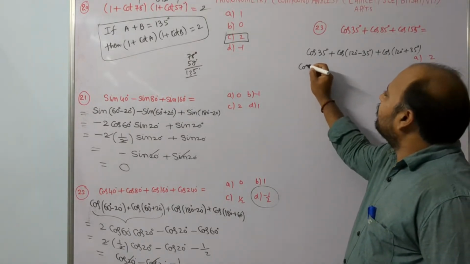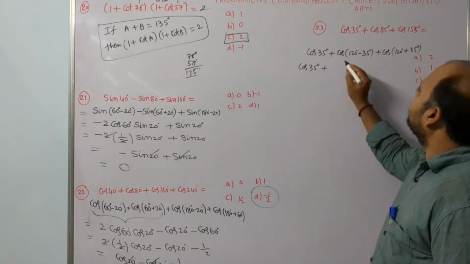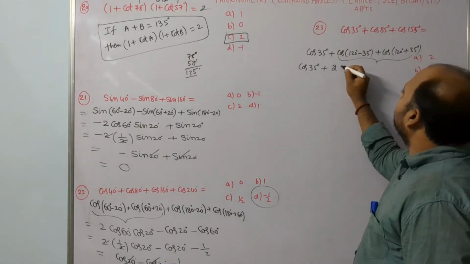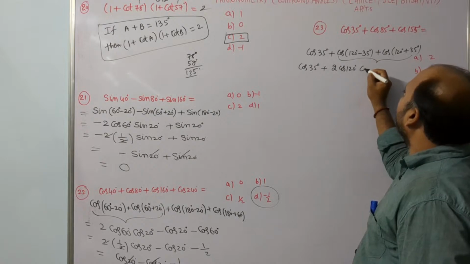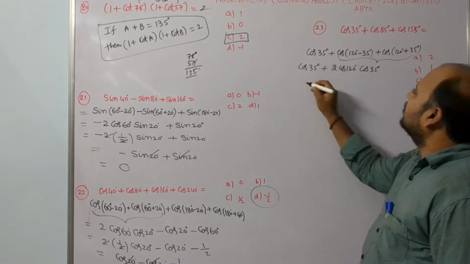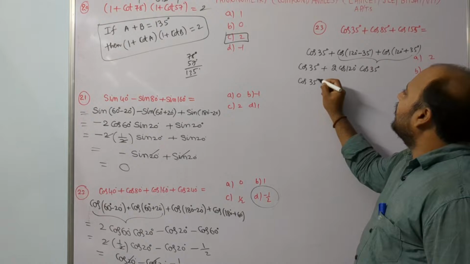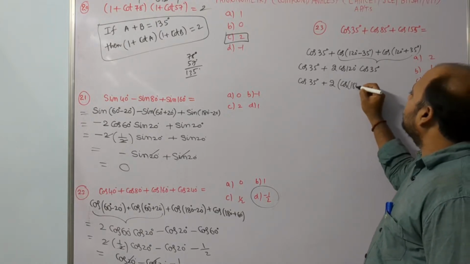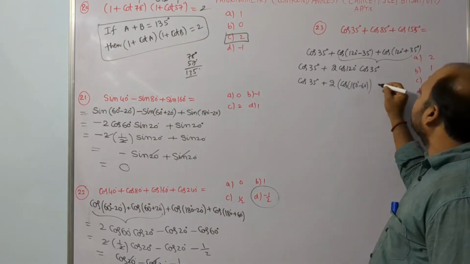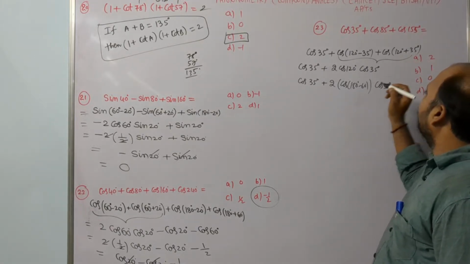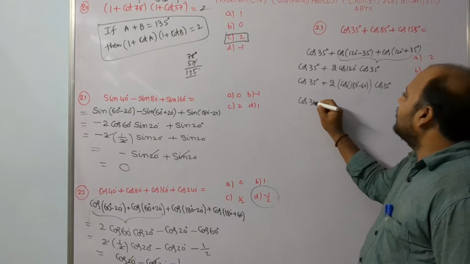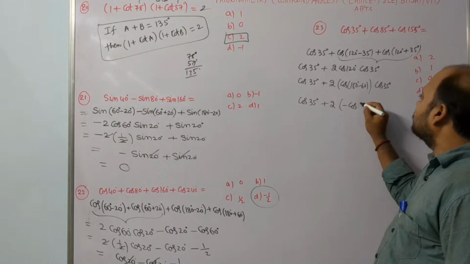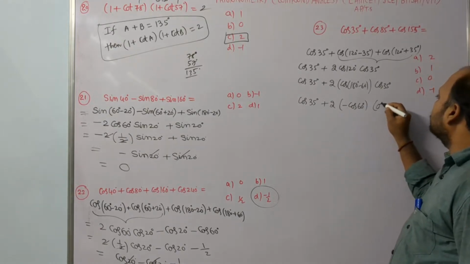So cos 35 plus, it is in the form of cos(A minus B) plus cos(A plus B), which is 2 cos A cos B. So 2 cos 120 into cos 35 degrees. So cos 35 degrees plus 2 into cos 120. Write cos of (180 minus 60) like this, dear students, into cos 35.